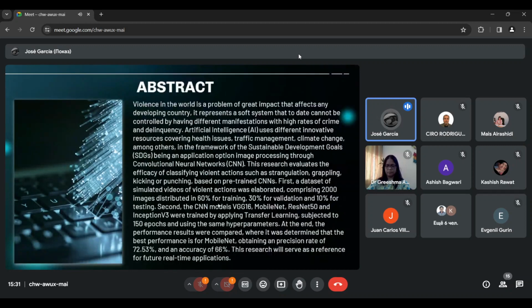We start with the abstract. Violence in the world is a problem and creates an impact that affects any developing country. It represents a system that today cannot be controlled, having different manifestations with high rates of crime and delinquency. Artificial intelligence uses different innovative resources covering health, traffic management, climate change, among others, in the framework of the Sustainable Development Goals, with application in image processing through convolutional neural networks.